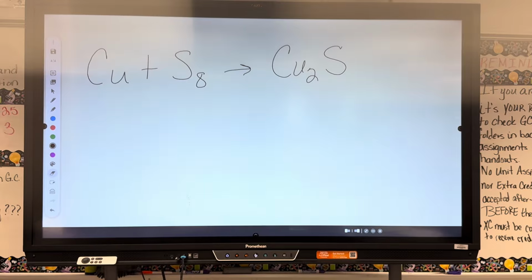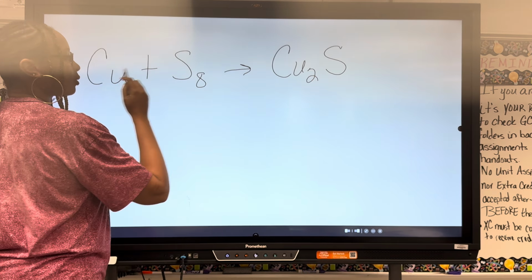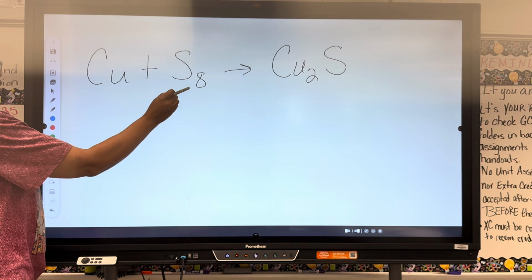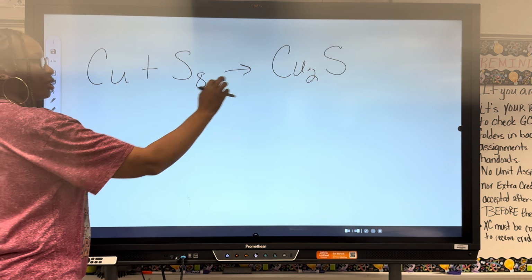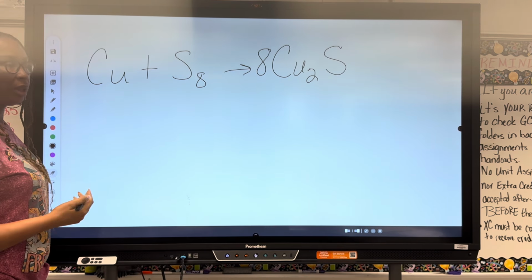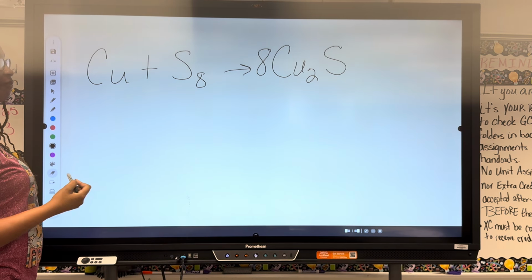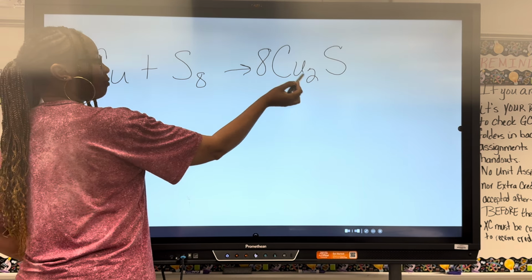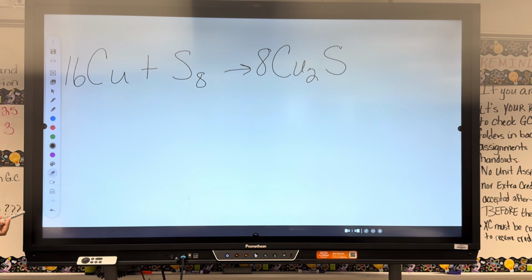So anyway, I have copper plus sulfur yields copper 2 sulfide. So I have 1 copper, 2 coppers, 8 sulfurs, 1 sulfur. The first thing I want to do, since these are together, is choose the larger number and put that 8 in front of the copper 2 sulfide so that I have my 8 sulfurs there. But that's going to give me 16 coppers, so I'm going to put 16 here. And so now I'm done.